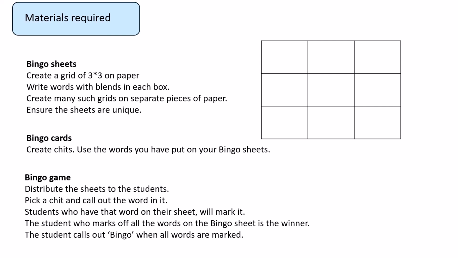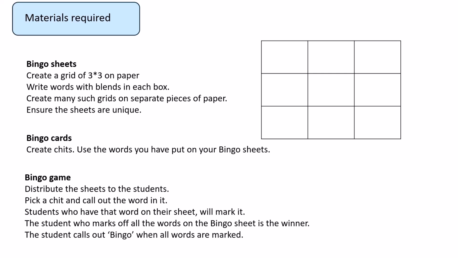Create a simple bingo sheet, a grid of 3 by 3 on paper. Write words with blends in each box. Create many such grids on separate pieces of paper and ensure that the sheets are separate and unique. Next, bingo cards are also to be created. Use the words in order for them to be put into the bingo sheets. Remember that they can be smaller.